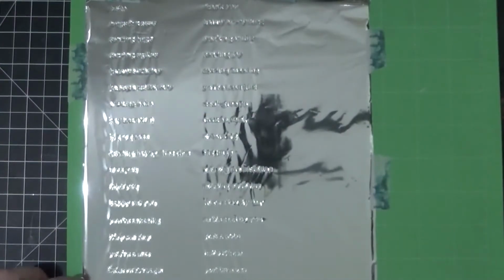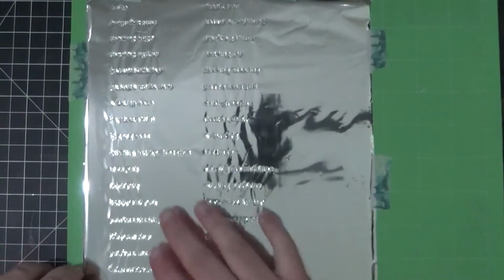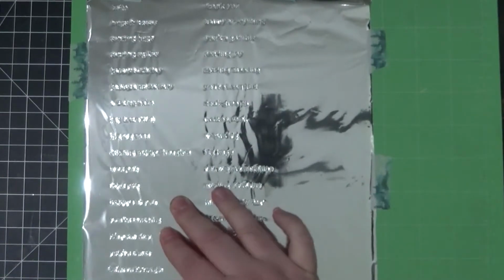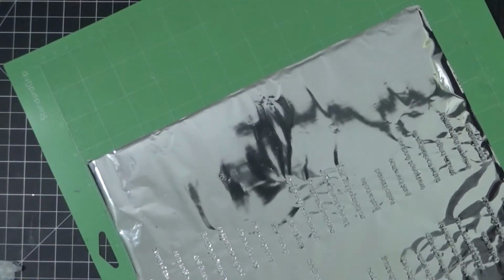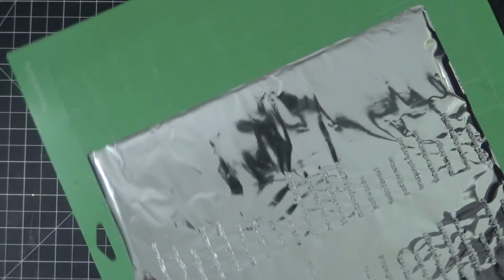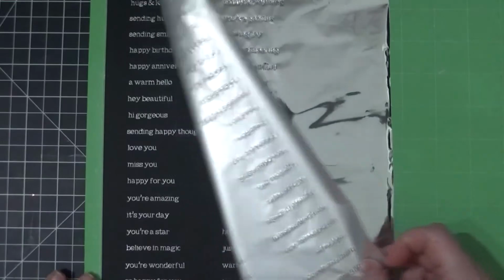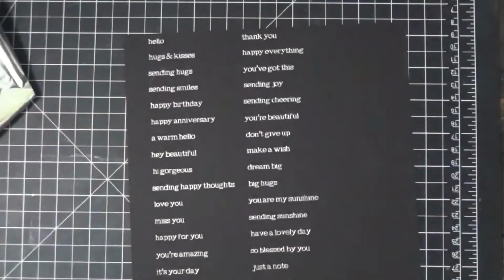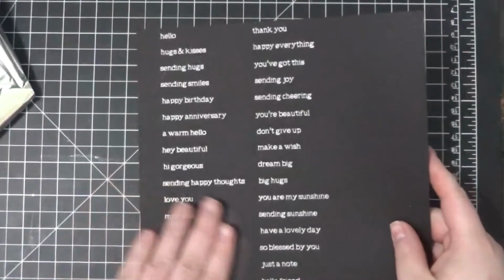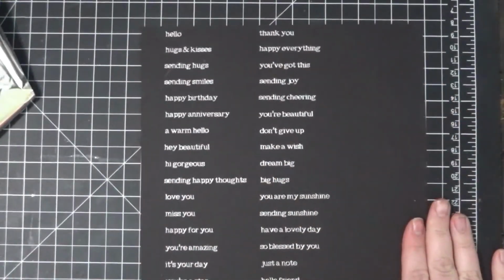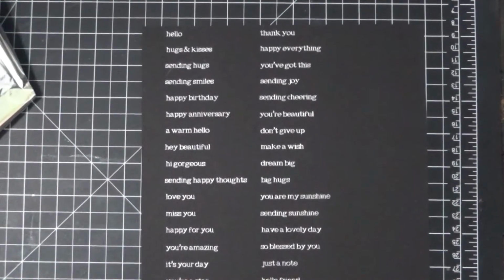Once the machine is done, I can unload the mat, take off the tape, and pull the foil to reveal the sentiments. I usually make several sheets of these on both white and black cardstock and in gold and silver finishes. Then I use the sentiments as I need them.